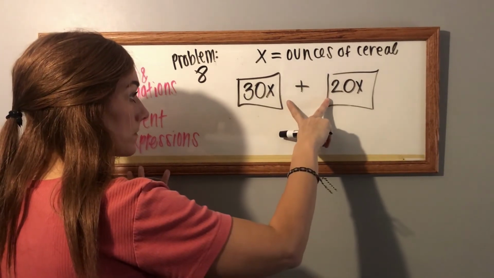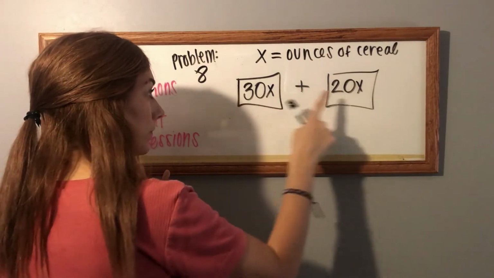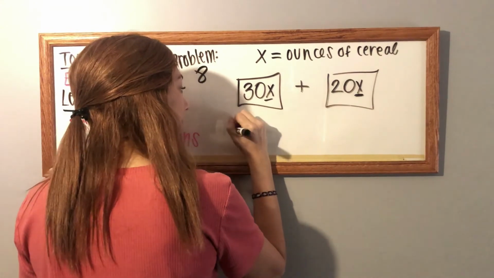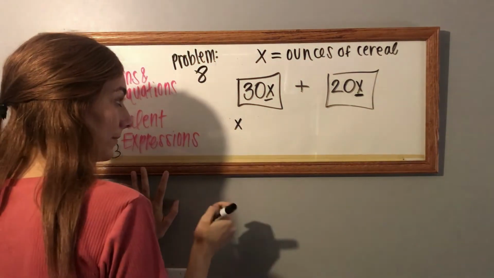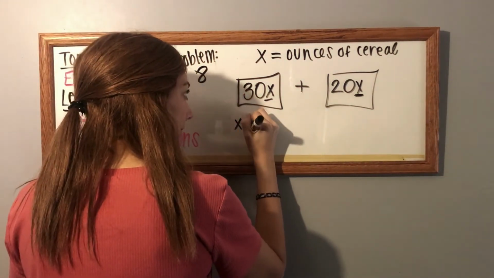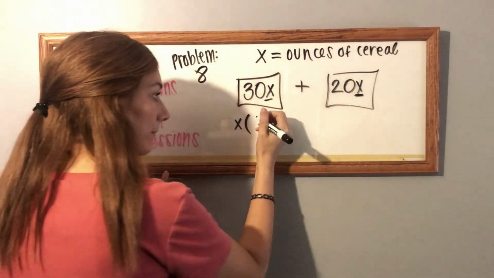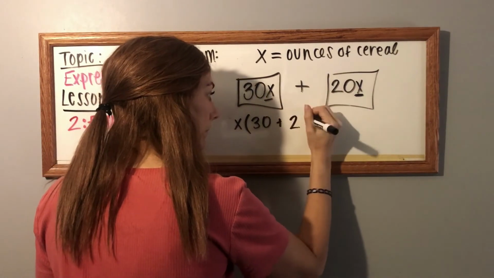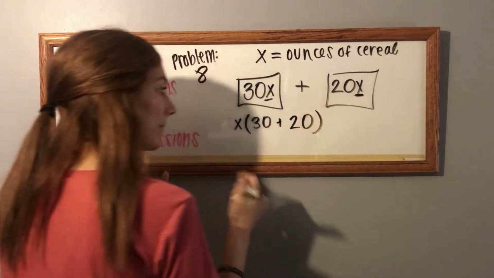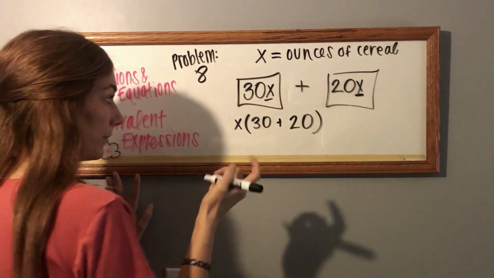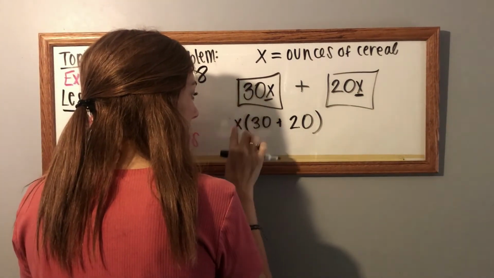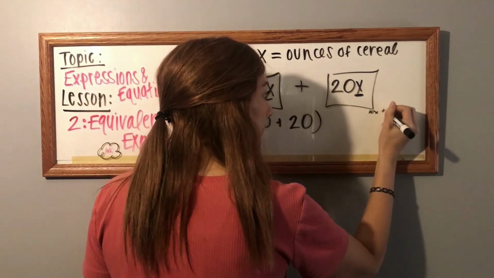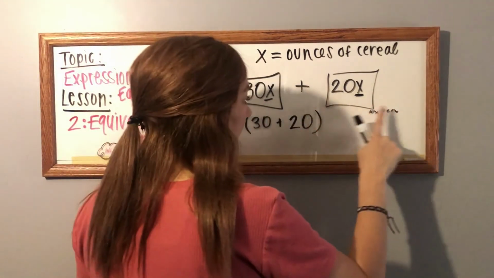In this case, it's x. So I've got an x over here, and I've got an x in 30x. So I'm going to pull my x out, and then I'm going to keep those two original coefficients. So I'm going to write x, and then I'm going to put the 30 plus 20 inside the parentheses. And if I wanted to double check myself here, I would go back and do the distributive property. x times 30 is 30x, and x times 20 is 20x, and I can double check that with my original expression, and they match, so I'm going to move on.